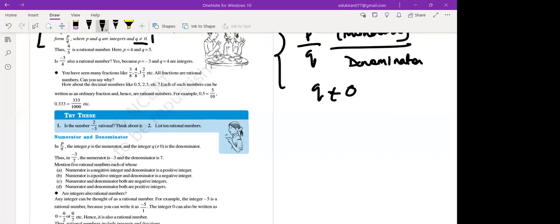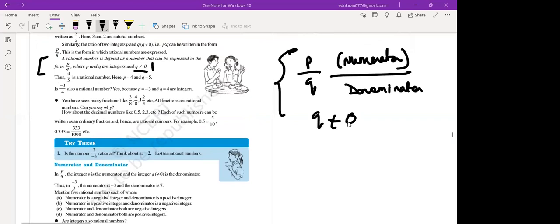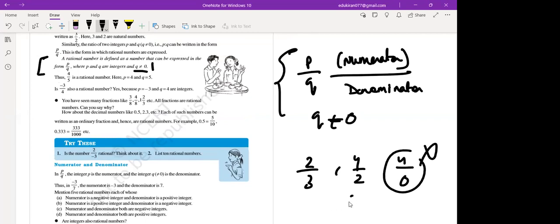Q is never equal to 0. Like for example, if you are writing rational numbers, 2 upon 3, 4 upon 2, any number you can take, but you cannot write it like this. This is invalid. You can write it like this, right? P can be 0, but Q can never be equal to 0. Fine?